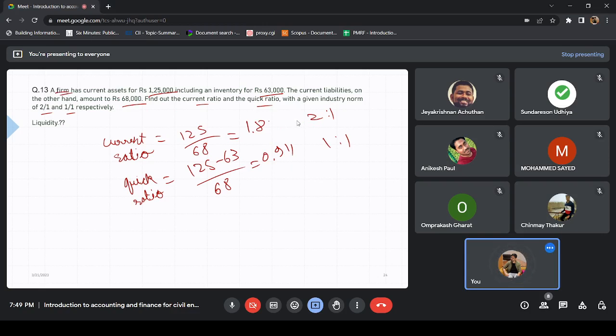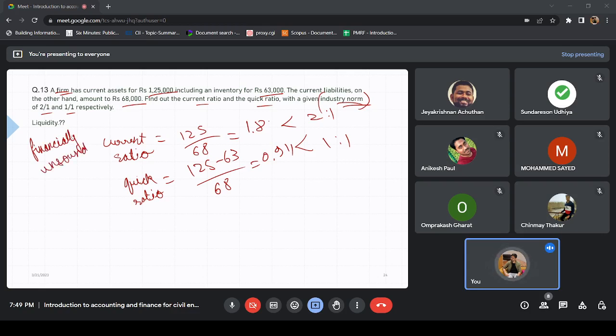You can say that what should be greater than 2 is to 1 is just coming 1.8 is to 1. What should be greater than 1 is to 1 is coming 0.911. So when you talk about comparing with ratios, you also have to have some industry norms in mind so that you can compare them. So yeah, this is not that financially sound on the basis of industry norms that are there.